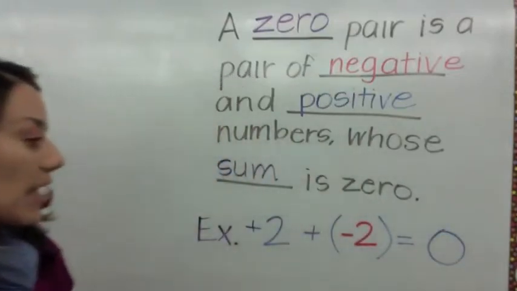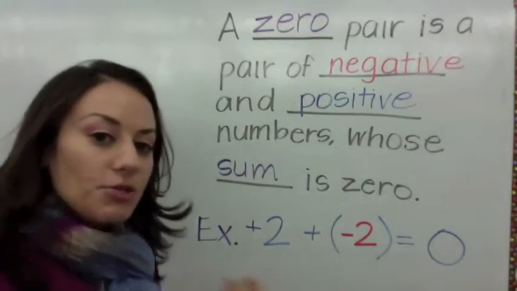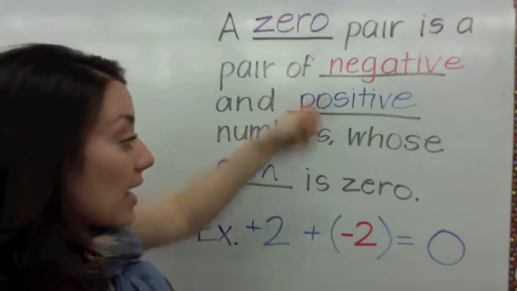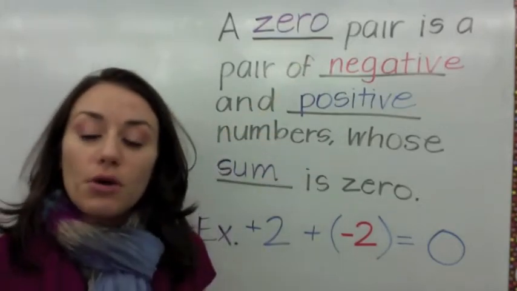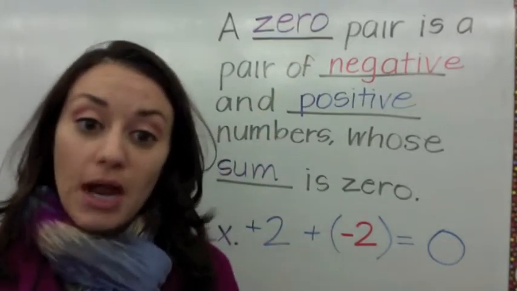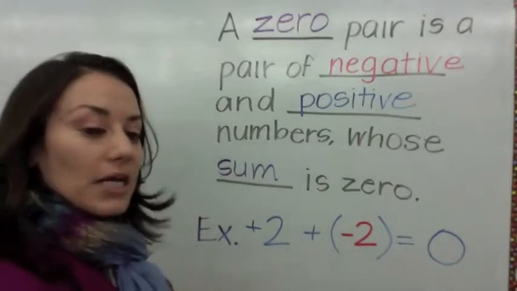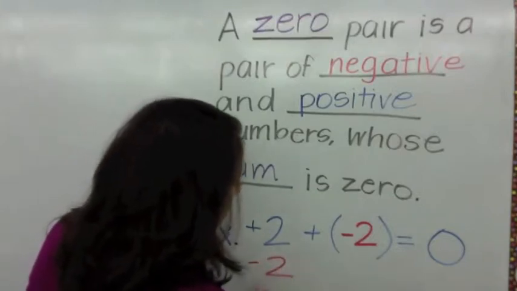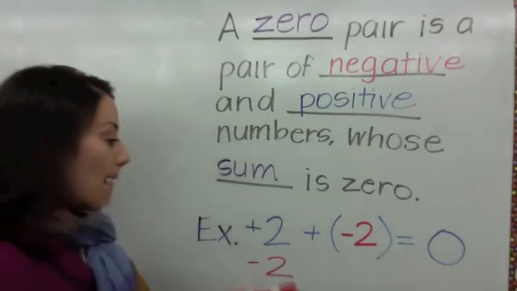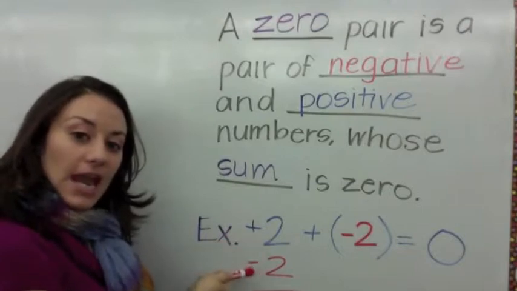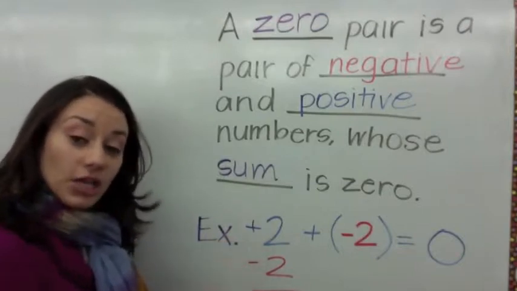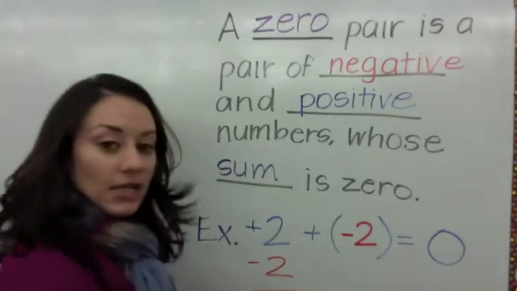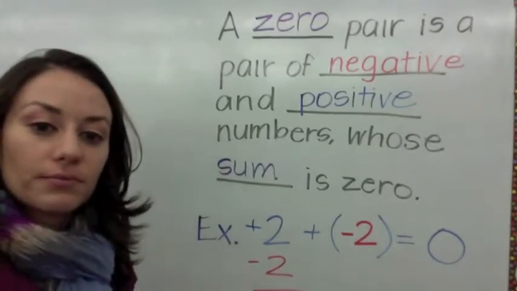And the reason is that you have a positive 2 and a negative 2. Do they have different signs or the same signs? They're different, right? One is negative and one is positive. Well, you know that with different signs, you subtract. So this is really saying 2 minus 2. Whenever you have a positive number and a negative number that are actually the same number, the answer is always 0, and that's why it's called a zero pair.